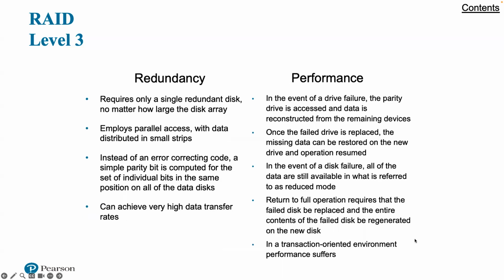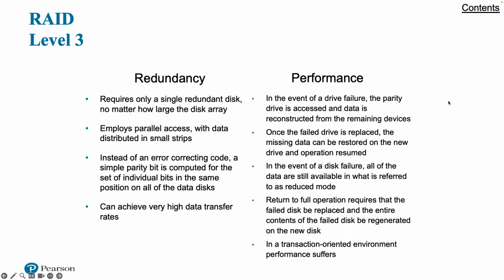Level 3 requires only a single redundant disk, no matter how large the disk array, and employs parallel access with data distributed in small strips. Instead of an error correcting code, a simple parity bit is computed for the set of individual bits in the same position on all of the data disks. It can achieve very high transfer rates.